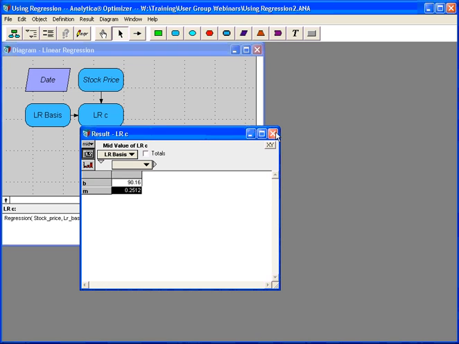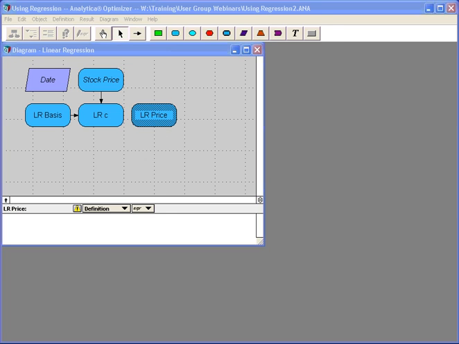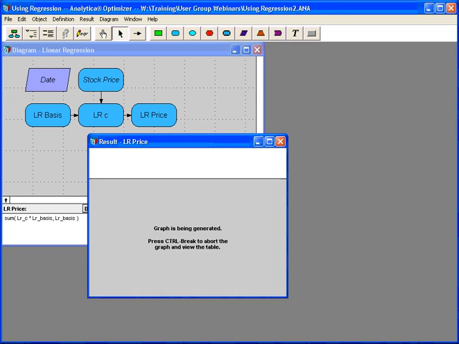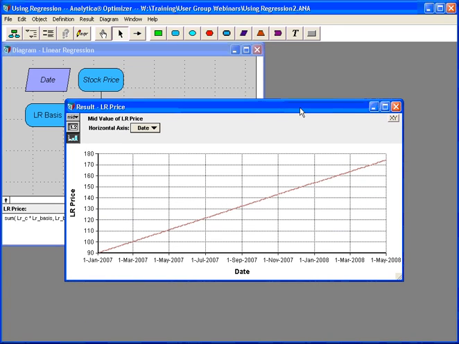Now we can see how we did by creating another variable here. I'll call it LR price, where we'll show what the predicted price is based on our regression. So here, the way you do this is you just multiply your coefficients times your basis and sum over your basis index. Okay, and when you do that, we can plot it here. We have our predicted line. This is the line that the regression computes.